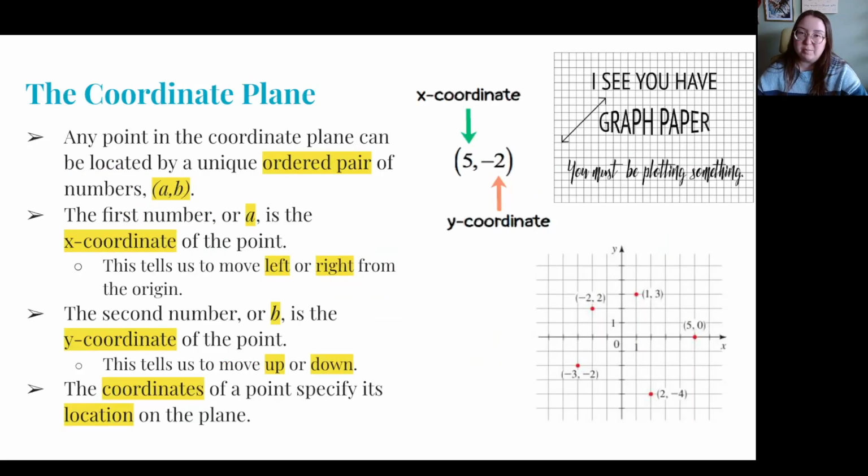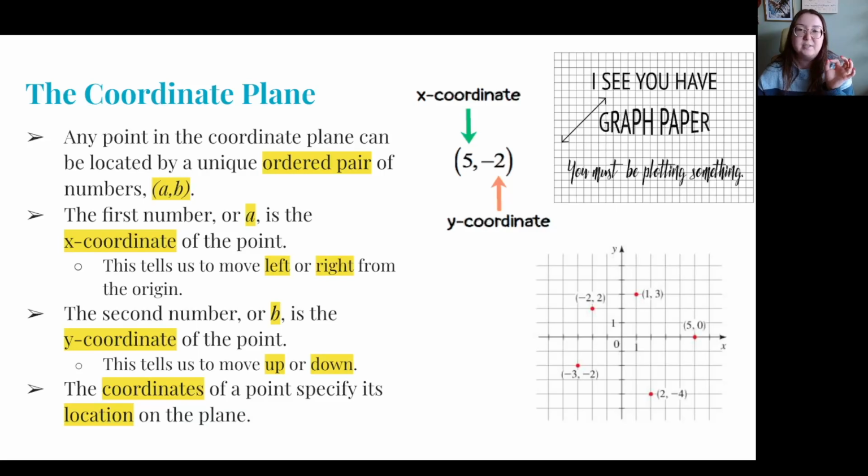So moving forward with the coordinate plane, we say that any point on the coordinate plane can be located by a unique ordered pair of numbers, which we say A comma B. If we look, we have the x-coordinate and the y-coordinate of the point 5 comma negative 2 on the right-hand side. So we have an ordered pair, 5 comma negative 2 with parentheses. The first one is always the x-coordinate, and the second one is always the y-coordinate. The first number, A in this case, is the x-coordinate of your point, and this tells us whether we move left or right from the origin.